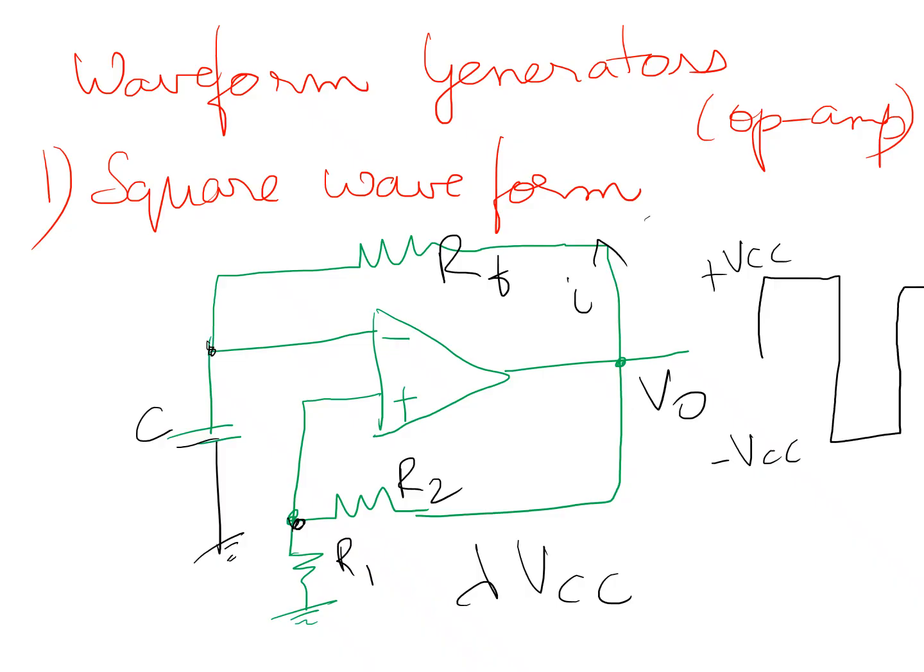Therefore, this value of lambda from the voltage divider is R1 divided by R1 plus R2. When V1 reaches lambda VCC, then the switch to minus VCC at the output occurs. The capacitor has charged to plus lambda VCC and now begins to discharge.